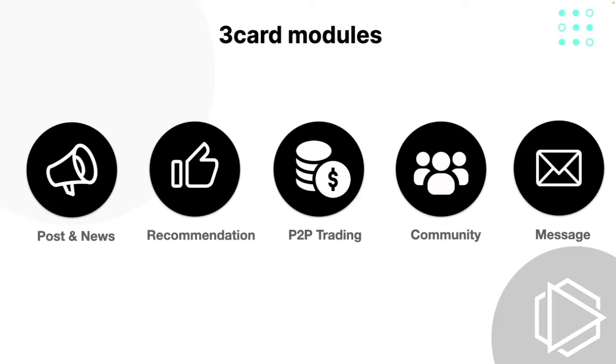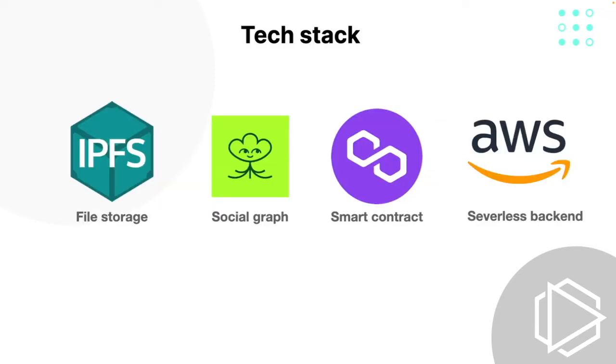And the fourth is the community module. We allow users to create communities and post in a community to interact with each other, just like Reddit. The last one is the message module. As long as the user is on Lens protocol and you know their address and handle, you can send a message to them directly. For tech, we use IPFS for file storage, Lens for the social graph, Polygon for smart contracts, and AWS for our serverless backend.